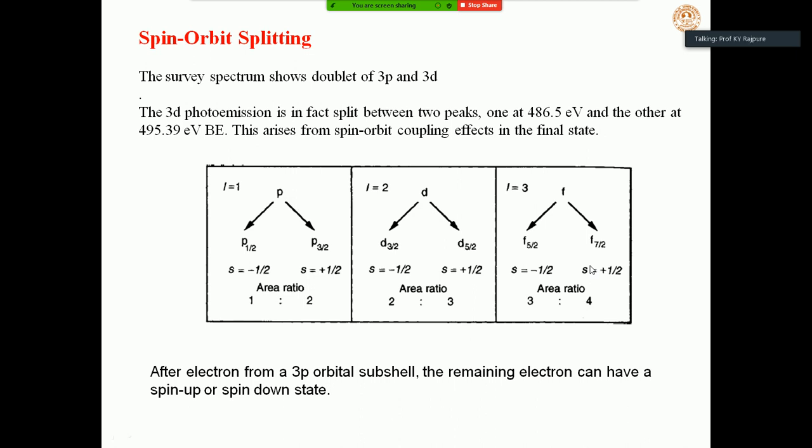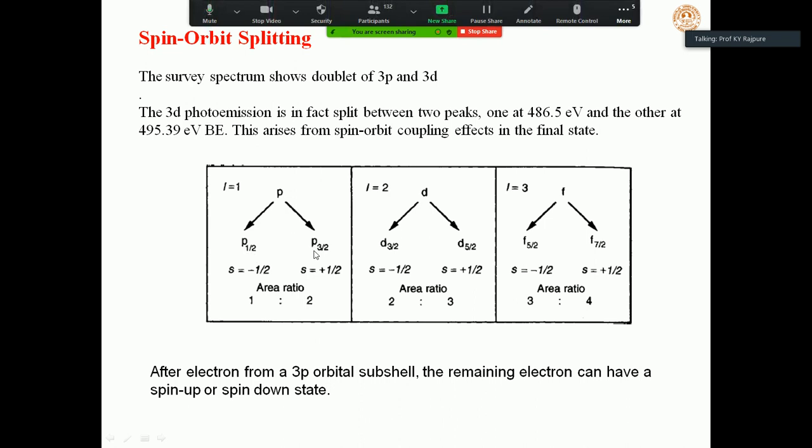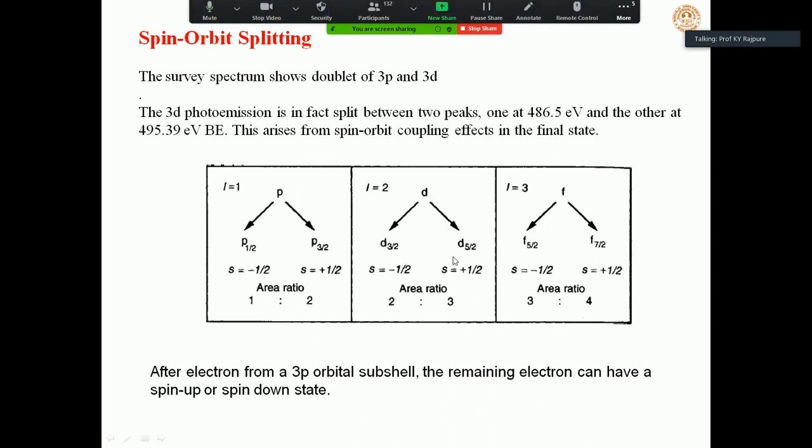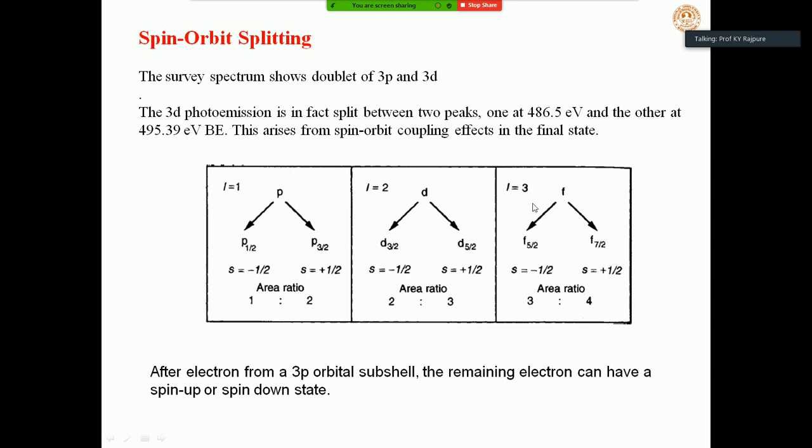Spin orbit coupling. We know the electron which is rotating around the nucleus is spinning also. So when the electron is in a p orbital, it is split into doublet p 1/2 and doublet p 3/2 components. Or when it is in d, doublet d 3/2 and doublet d 5/2 components. Or f, doublet f 5/2, doublet f 7/2 components. Of course, s is equal to plus or minus half.